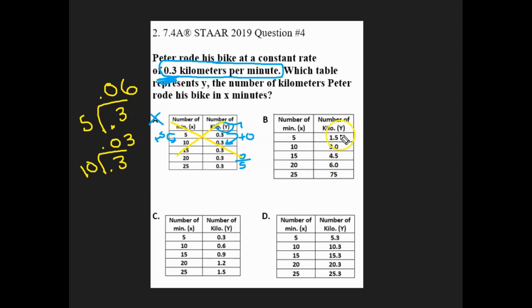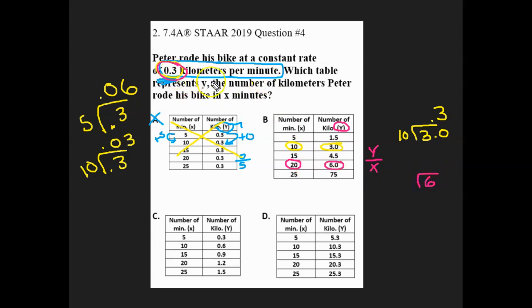Let's try this way. If we do the easy one right here, the y is 3, and we can divide by 10. Well, that's 0.3. Oh, that looks good. Let's try the other ones. Let's try 6 and divide it by 20. I'm trying to pick the easy ones. So the y goes inside the box. Remember, it's the y divided by the x. That's the constant of proportionality.